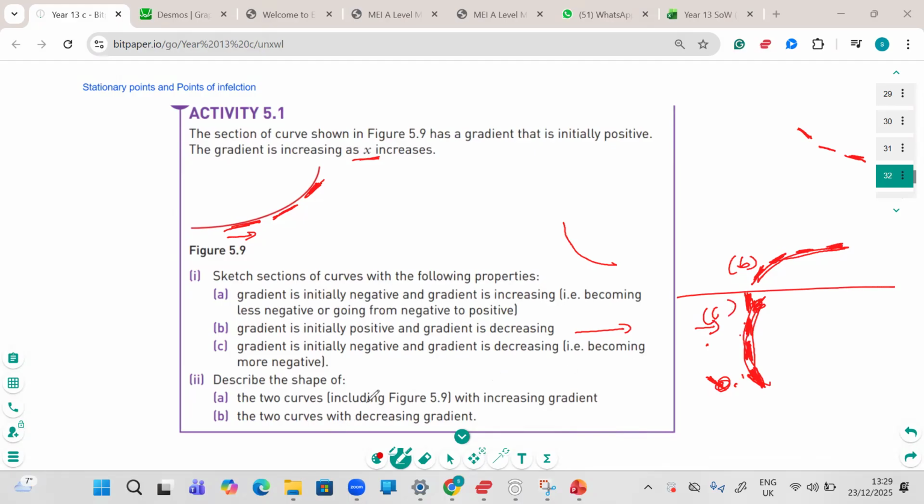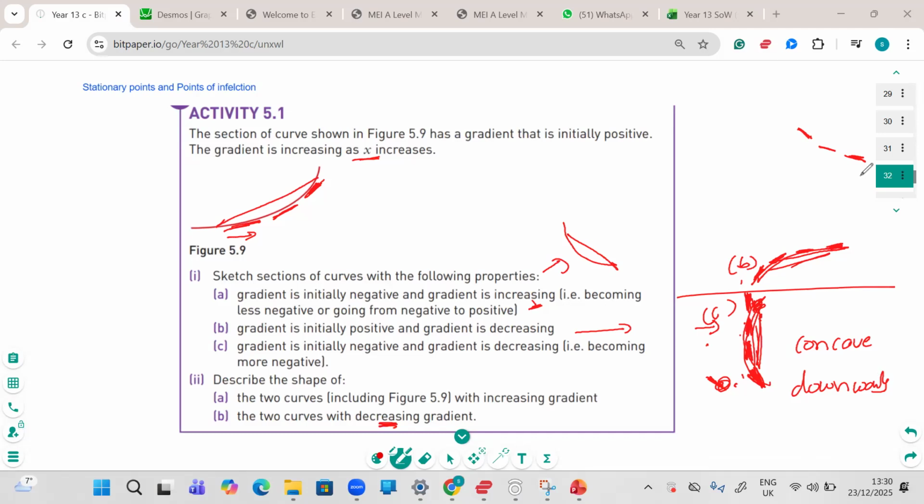Now, for the two curves with increasing gradient, you need to describe the shape. If it is increasing gradient, it is concave upwards. This one is A. This is also concave upwards. With decreasing gradient, these two, B and C, both are decreasing gradients. So if you see, that is concave downwards.